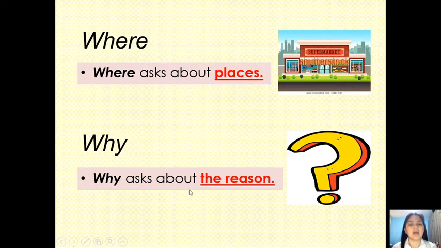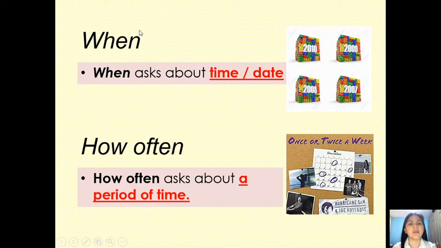Let's continue with why. Why asks about the reason, okay? The reason. We have a question mark there. When asks about time or dates. Here in the picture you can find, for example, 2010, 2009. And how often? How often asks about a period of time. In the picture we have once or twice a week. Once a week, twice a week. And more examples like that.